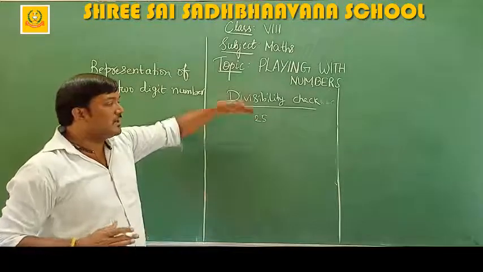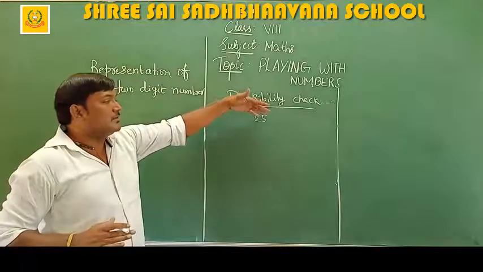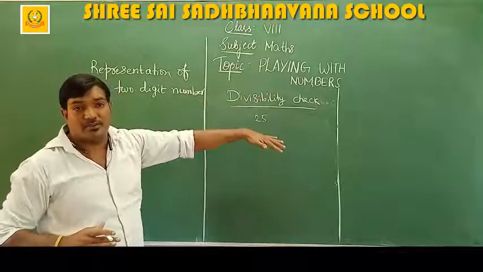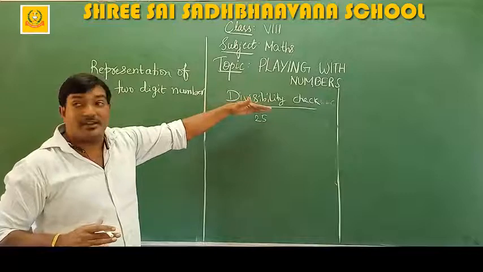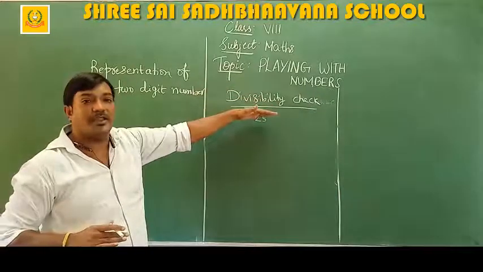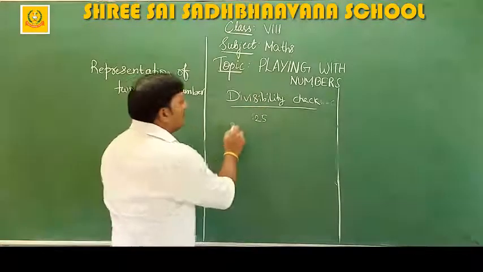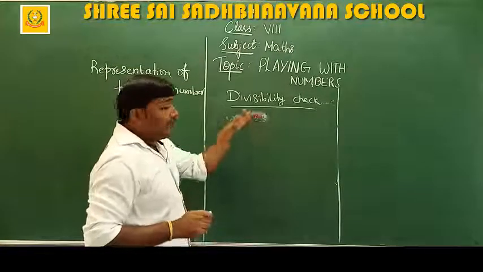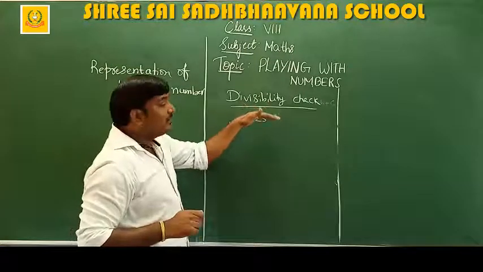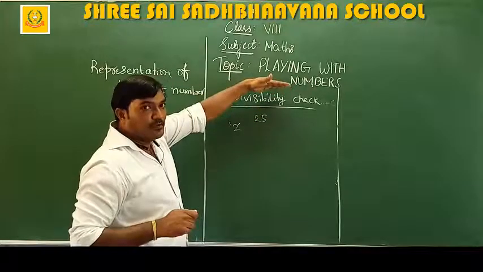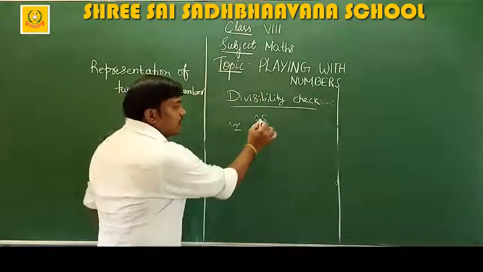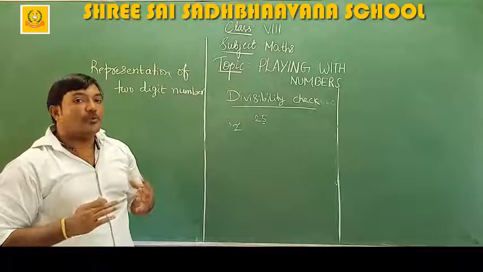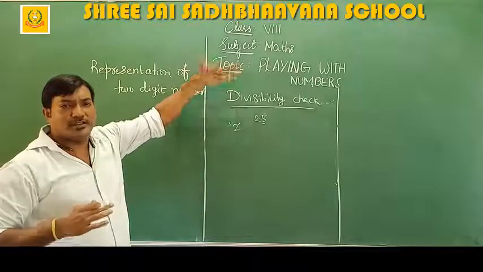Divisible means when you divide a number by, for example, 2 or any number, you should get remainder 0. Then we can say that number is exactly divisible by that number. So in this case 25 with 2 is not divisible. You will get remainder 1. So whenever you see a number, this is how divisibility check will help you. By just looking at the digit in the units place or tens place, we can easily come to know, because we have certain rules for that. That is what I am going to explain.